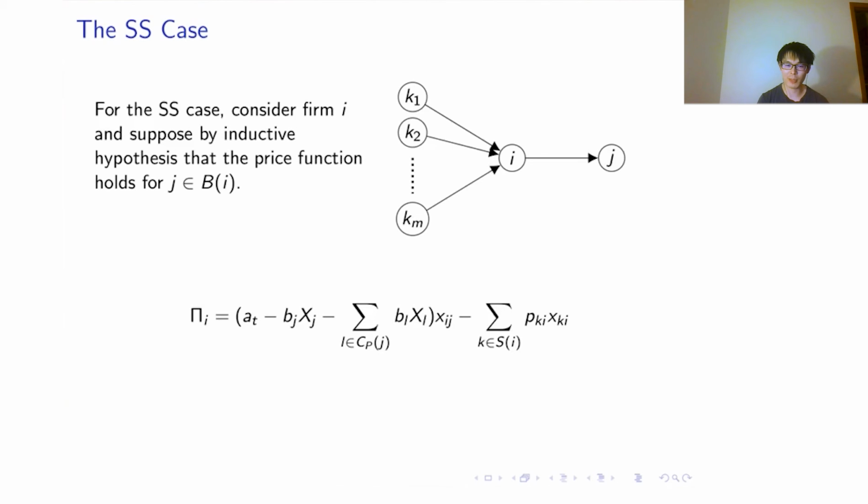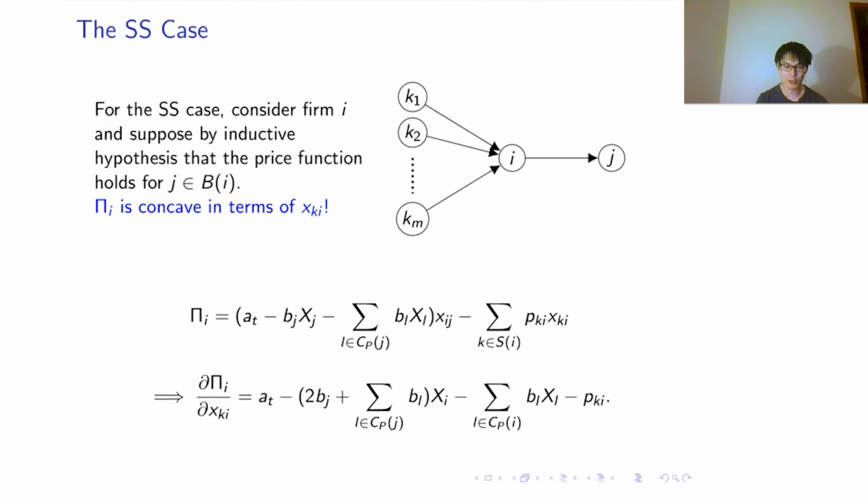So what we do is plug in the price function of J into the utility function of I, and we have this form. A nice observation is that this utility of I is actually concave in terms of the variables xki. Basically, the utility is a quadratic function where the quadratic terms have some negative coefficients. So what's good about concavity is that if we take the partial derivative of it, and if it's zero, then that means the variable xki should be optimal.